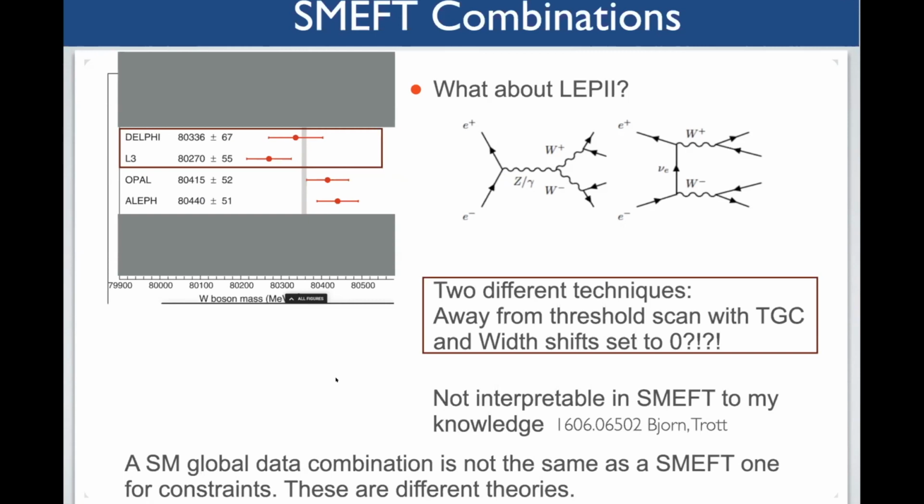Essentially you're just doing two different things. If you're combining in the standard model, it's one thing. If you're combining in the SMEFT, it's something else. And you should be careful to do your combination, being very clear on what theory you're actually doing the combination for in terms of interpretation.